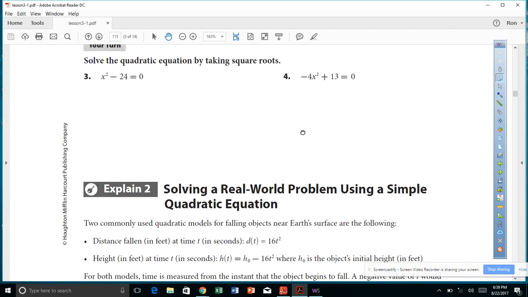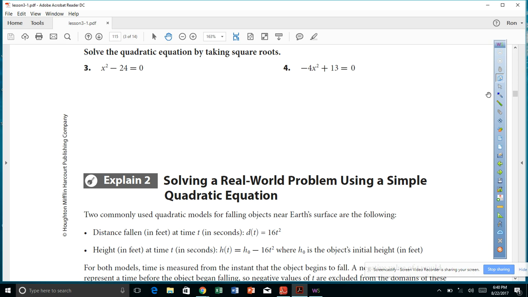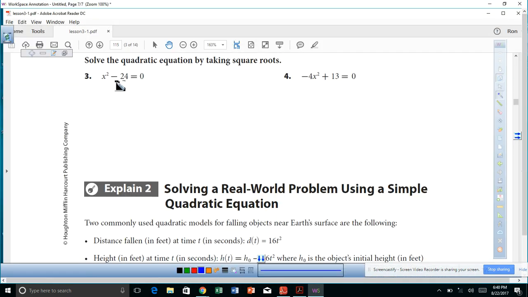Try number 3 here. Solve the quadratic equation by taking square roots. So we're going to add 24 to both sides. So you got x squared equals 24. Then we'll take the square root of both sides, and we get x equals plus or minus the square root of 24. Well, the square root of 24 is the square root of 4 times 6. Okay? And the square root of 4 is 2, so we get x equals plus or minus 2 times the square root of 6. And there's your final answer.